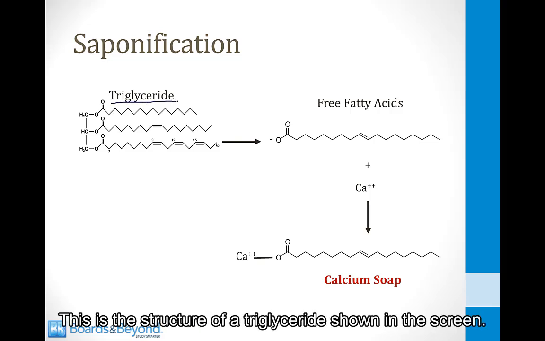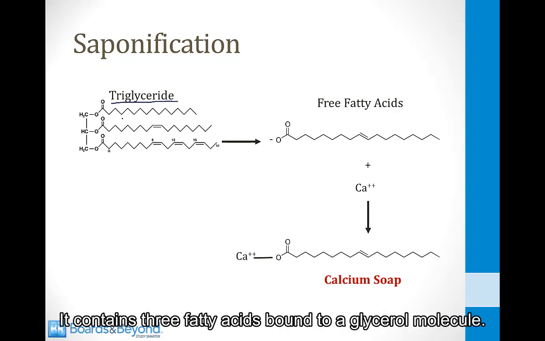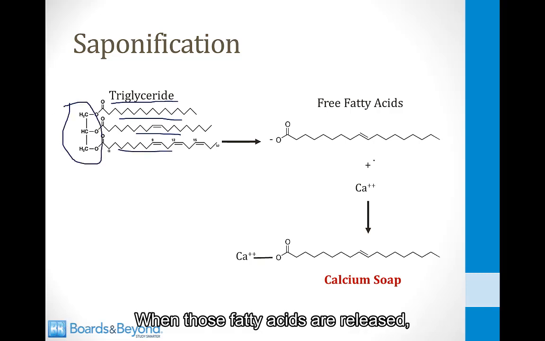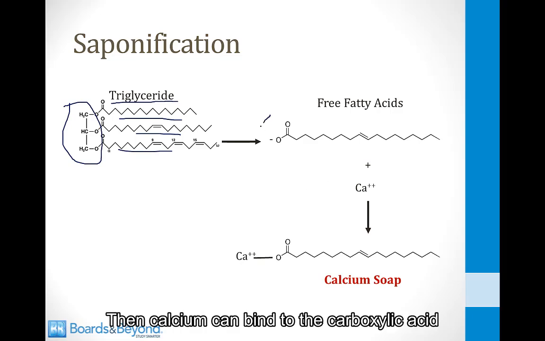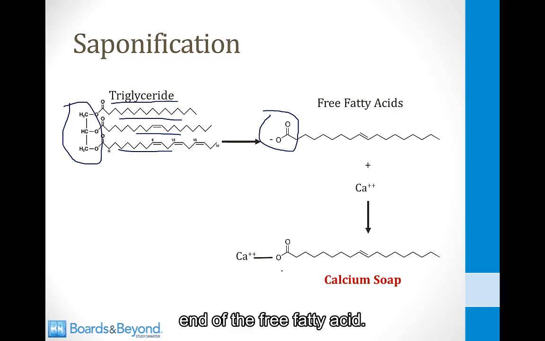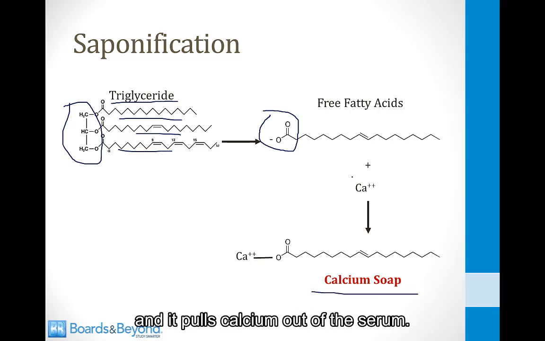This is the structure of a triglyceride shown on the screen. It contains 3 fatty acids bound to a glycerol molecule. When those fatty acids are released, they can bind to calcium. The calcium can bind to the carboxylic acid end of the free fatty acid. This creates a calcium soap and it pulls calcium out of the serum.